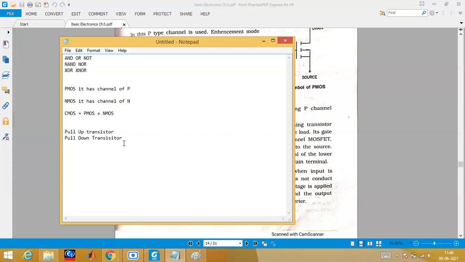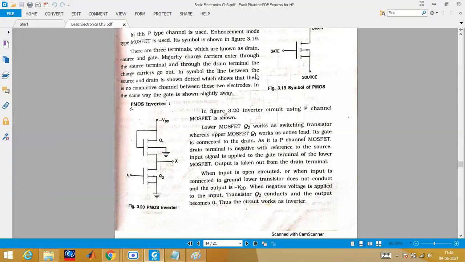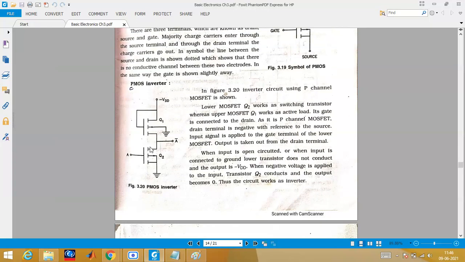In case of any doubt, please ask me so that I can clear it. If you have any doubt... no doubts. Okay, so the symbol is clear to you, all these three points are clear. And I told you the terms pull-up transistor and pull-down transistor. Now, to design an inverter, you should always remember two or three points in the design.